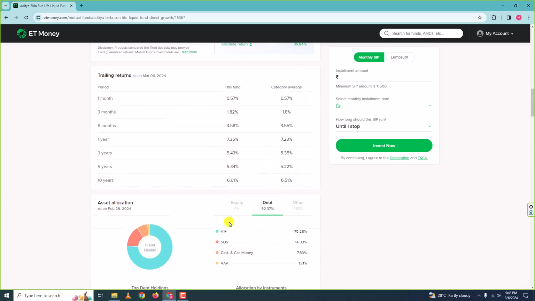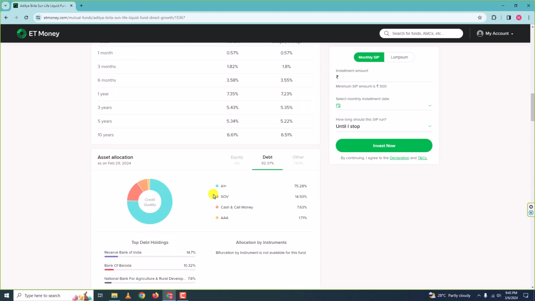And if you scroll down here, you can see the asset allocation. So 75% of the fund is allocated in A1 plus grade bonds, and don't worry about this sovereign, and this is cash and call money. Think of cash and call money as very liquid money, meaning you put it today and ask tomorrow. You invest today, take it out tomorrow. So it is that liquid. And 1.71% in AAA rated bonds. So this is their asset allocation.